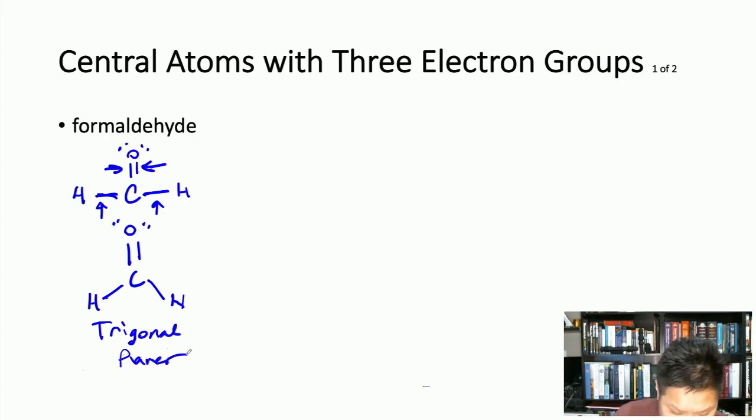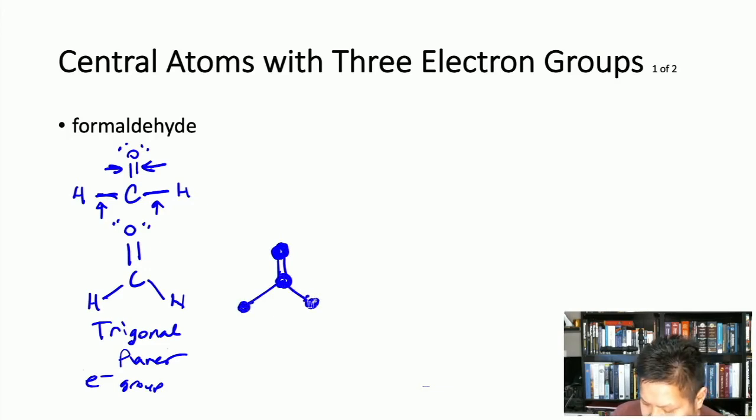Trigonal planar electron group. And then again, if I draw its structure without the electrons, just as a ball and stick model, like so, I can see here that this angle is 120 degrees. So it's also trigonal planar in shape.